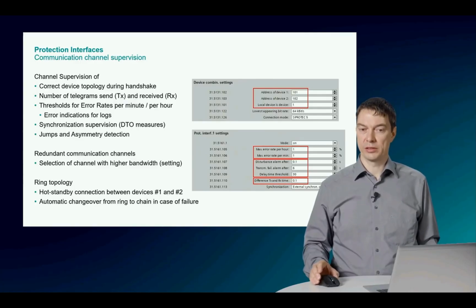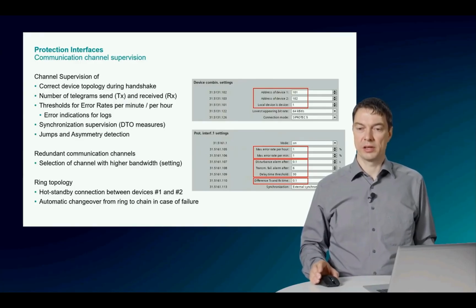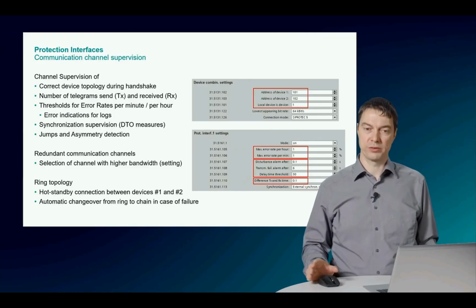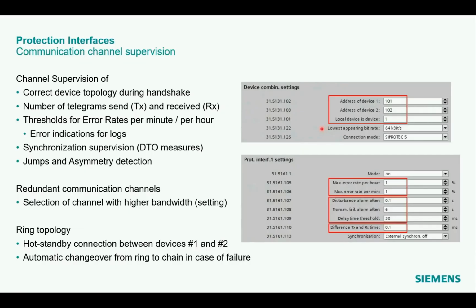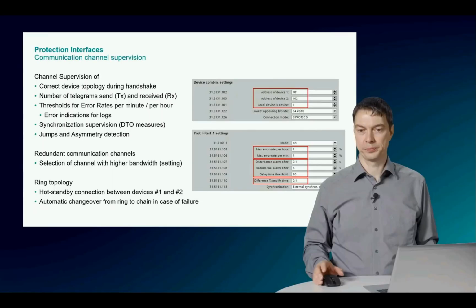In case of redundant communication channels, the device selects the protection interface with the higher bandwidth setting. This is also depending on the lowest appearing bitrate. So this is the selection criteria. If you have a ring topology, there is a hot standby connection between the devices number 1 and number 2. And in case there is some failure in this ring, there is an automatic changeover from the ring to the chain topology.